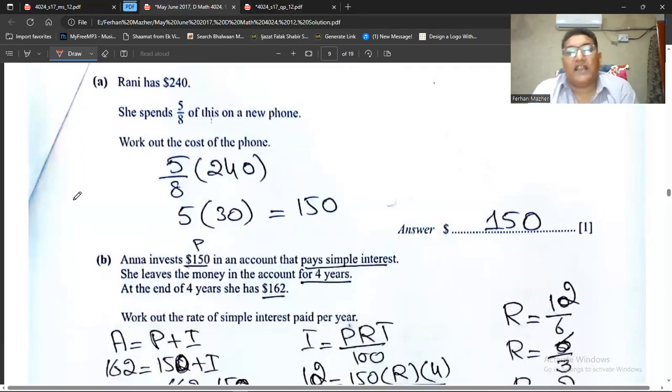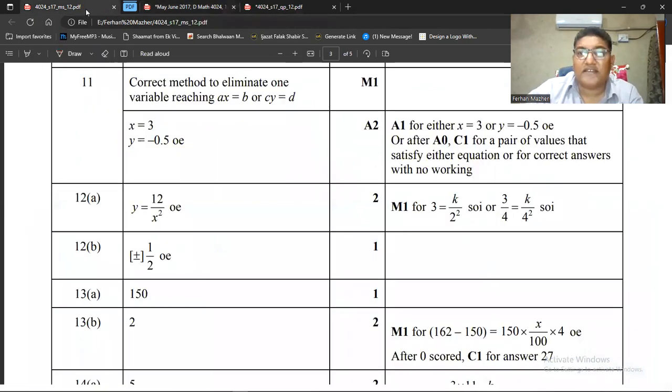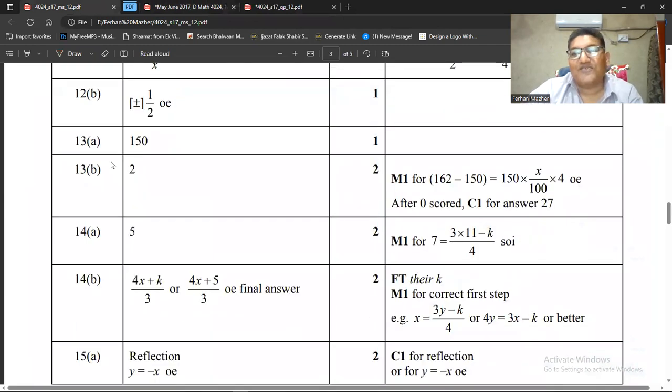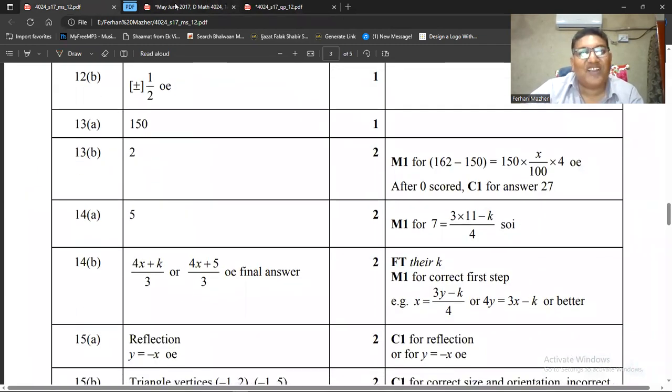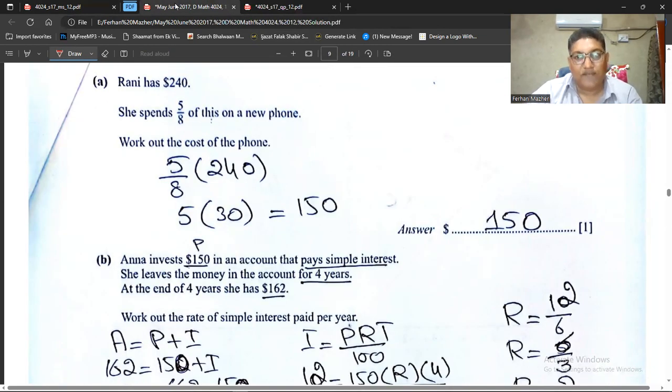So 5/8 of the 240 means 5/8 multiplied by 240. The 8 cancels with 240, you get 30. So 5 times 30 is 150. So the cost of the phone is $150. $150 is the right answer, sir.